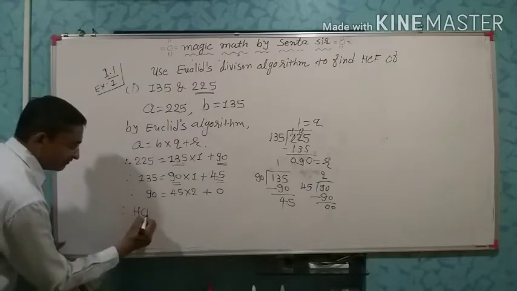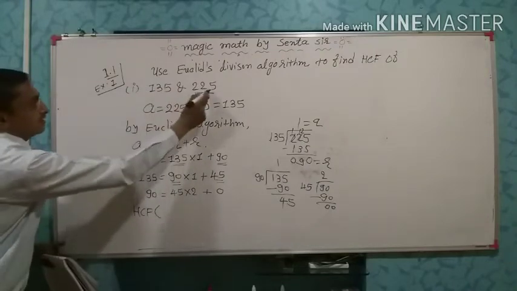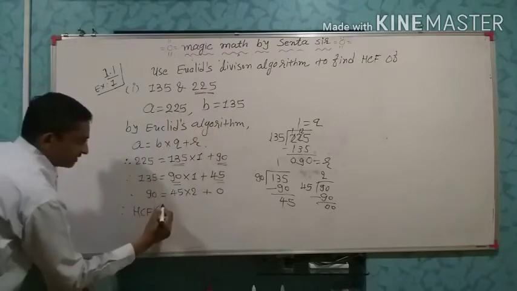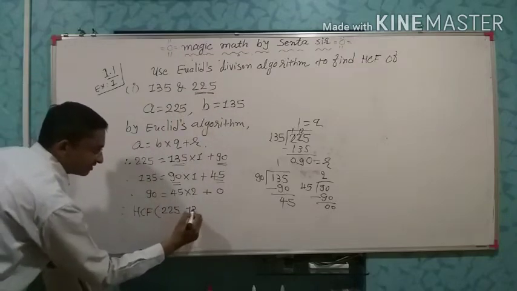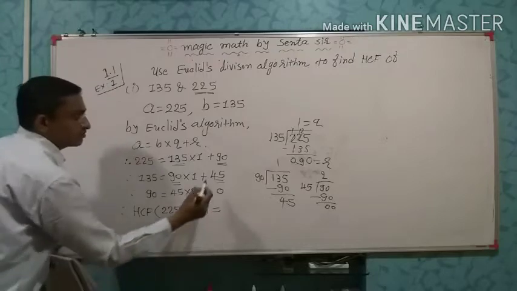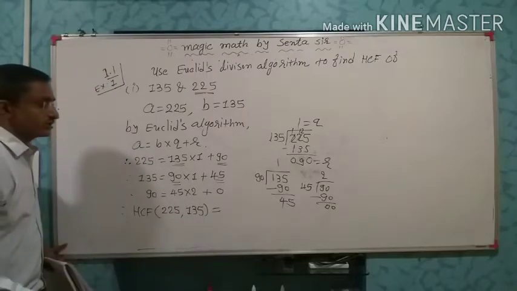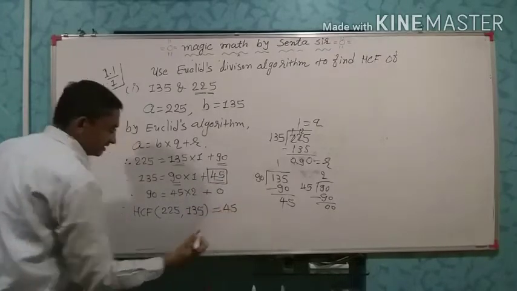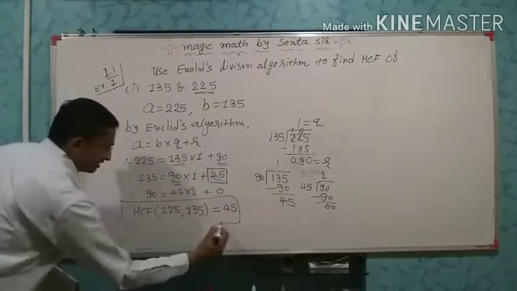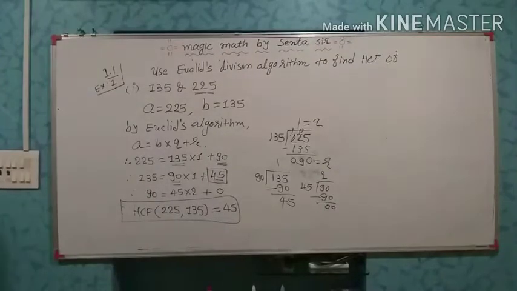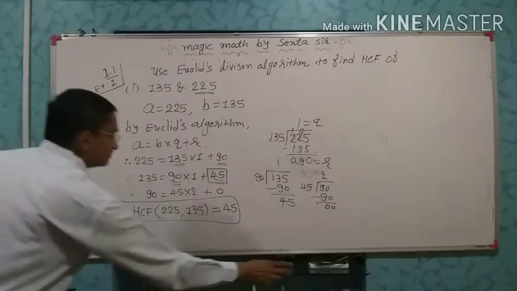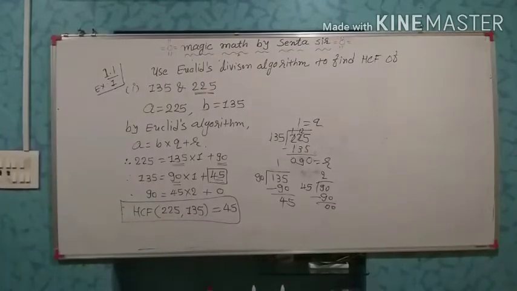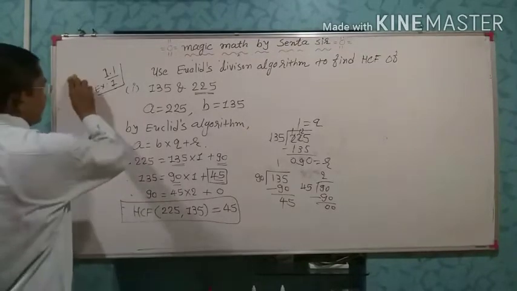Therefore, HCF of 135 and 225 is equal to the last non-zero remainder. The last non-zero remainder is 45. Therefore, 45 is the answer. Friends, take a screenshot and write down in your notebook. Okay. Now we learn the second example.